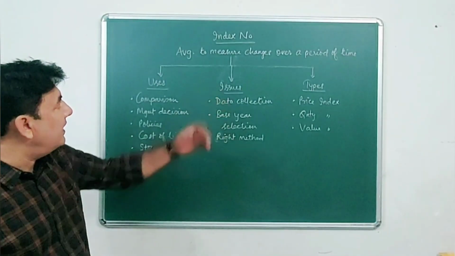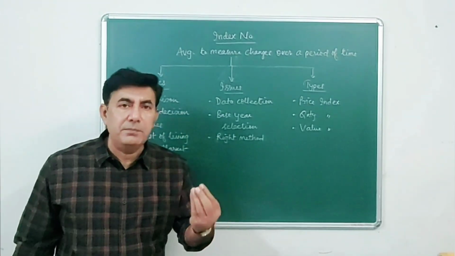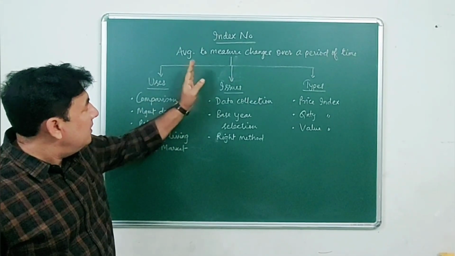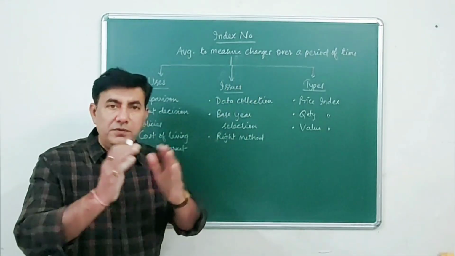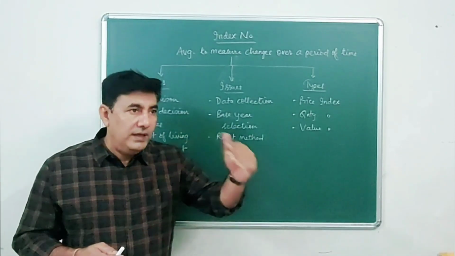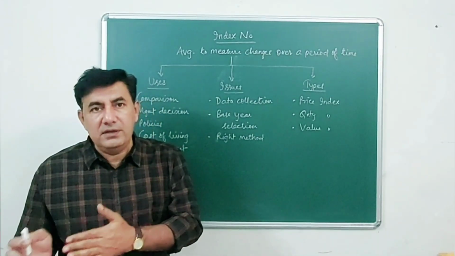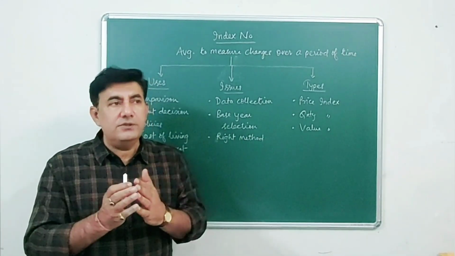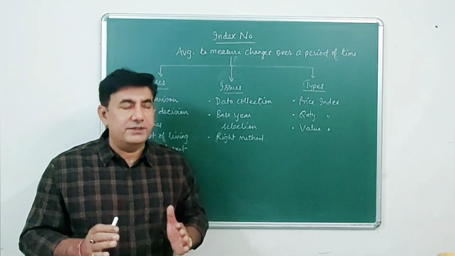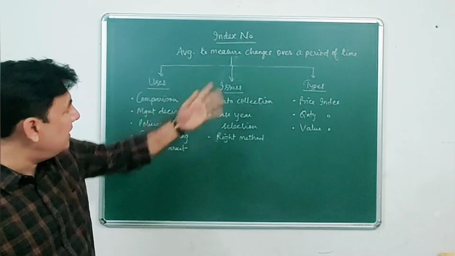The next topic is index number, and let's try to understand the simplest definition of index number. It is the average used to measure the change over a period of time. कोई भी दो इंटरवल लाइक एक साल पहले और अभी दिस ईयर, तो दोनों के बीच का जो एवरेज नंबर्स हैं वो निकाला जाता है टू मेक ए कंपैरिजन, एंड its uses are also based on this.